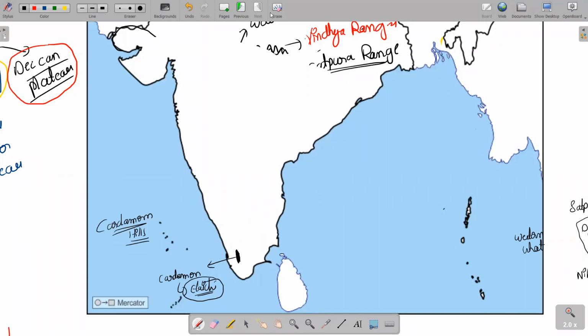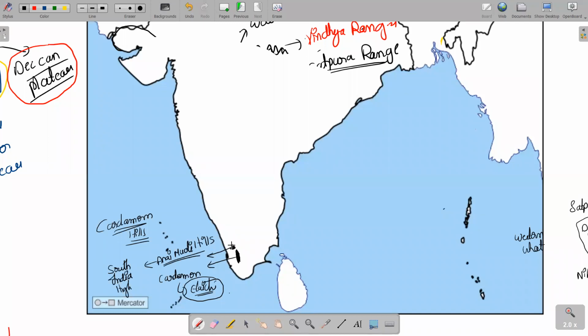Further, right above the Cardamom Hills you will have the Anaimudi Hill, which is the highest peak in the entire South India. The highest peak in South India is the Anaimudi. It is in the Annamalai Hills.